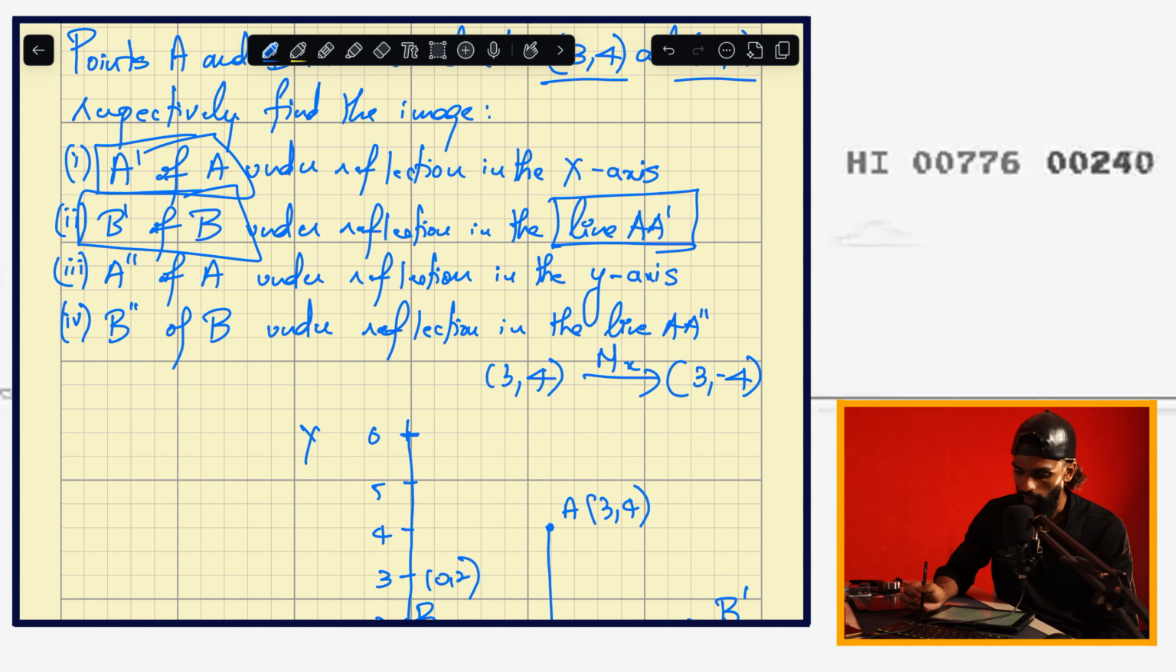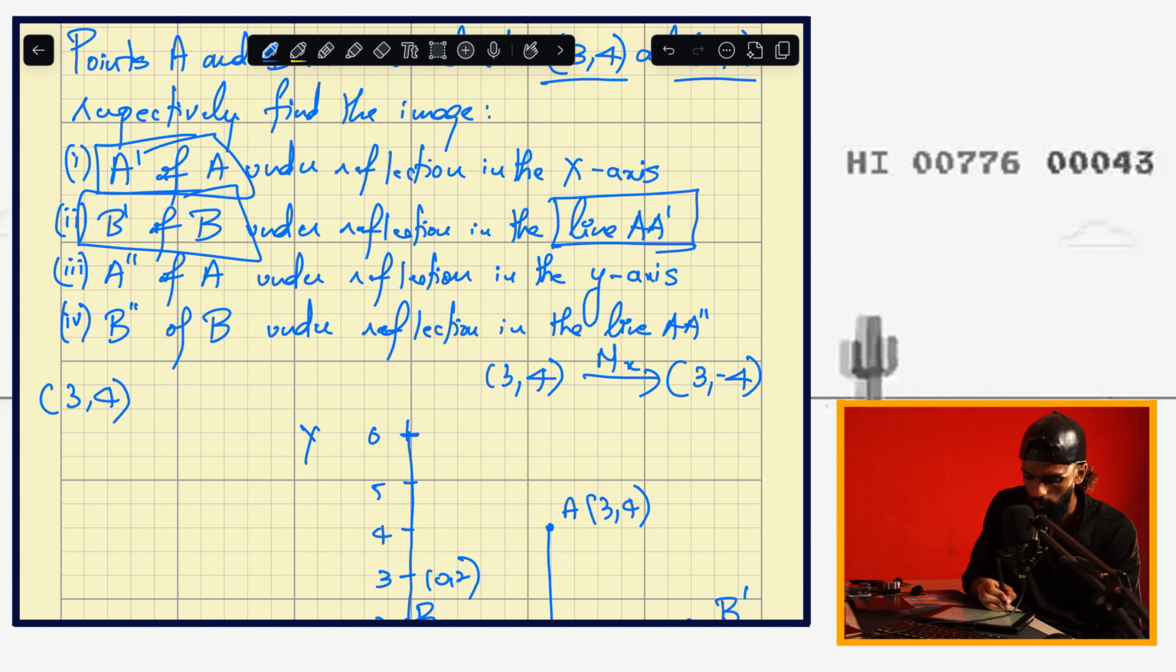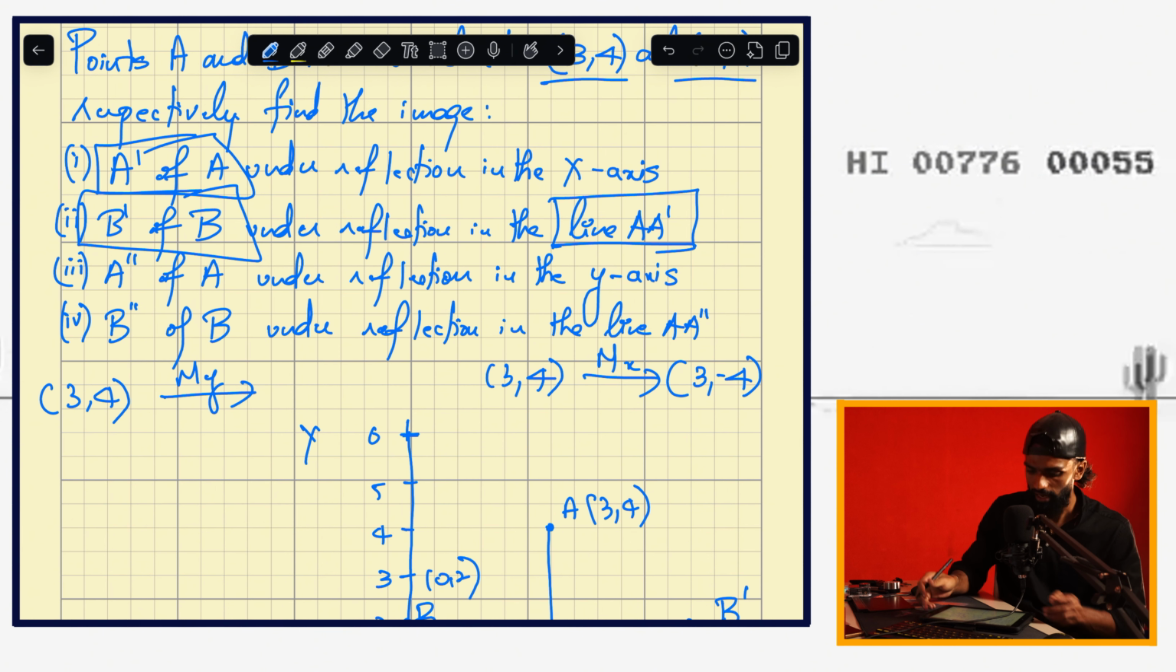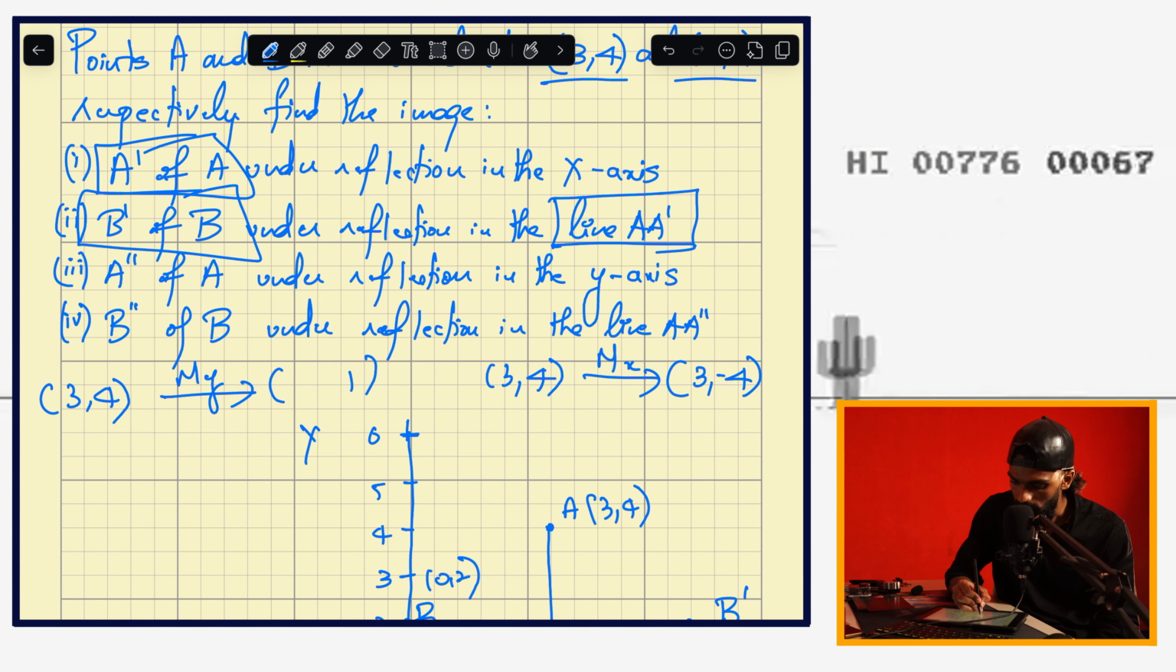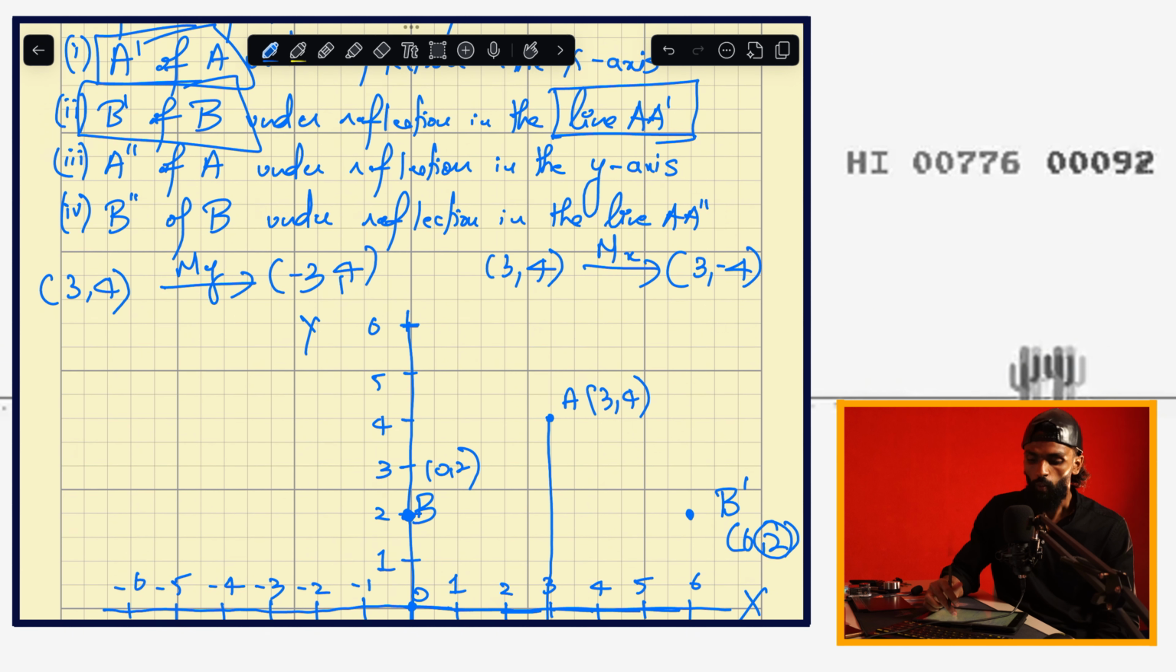A double dash of A under the reflection of the y-axis. Perfect. A's value was 3, 4, given to me in the question. Reflection under the y-axis. Yesterday only we learned the y coordinate remains the same. Only the change will be in the x coordinate. It becomes -3, 4.